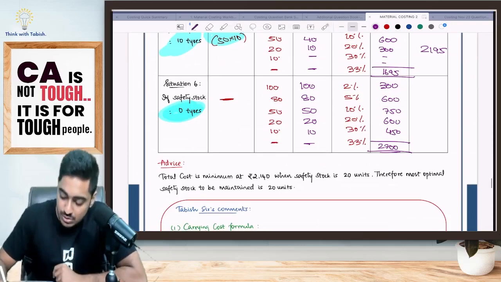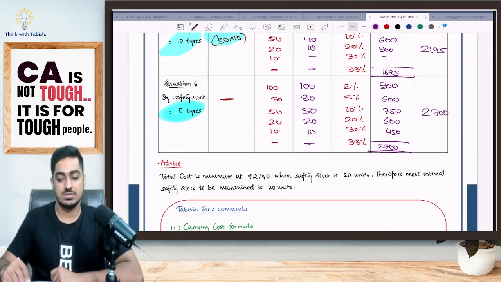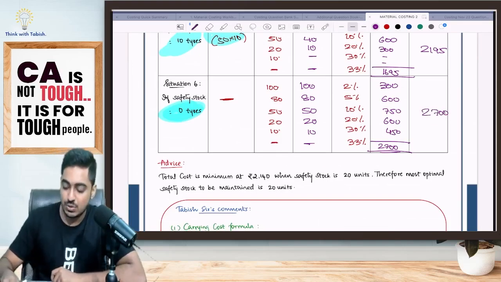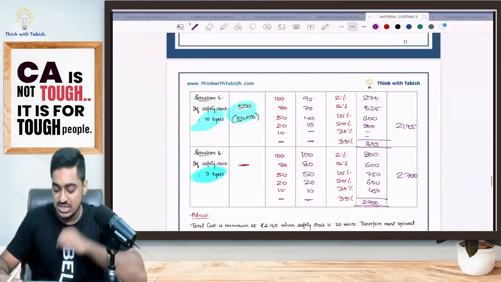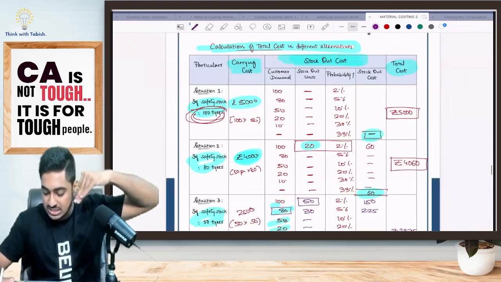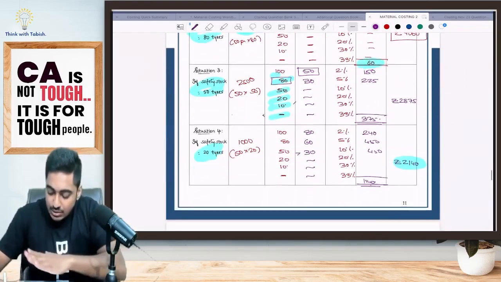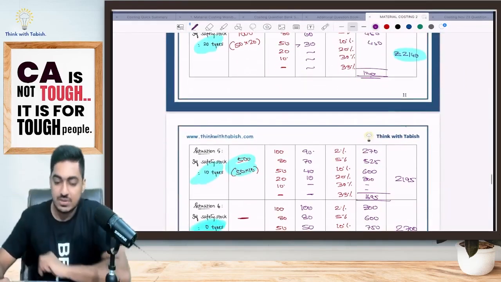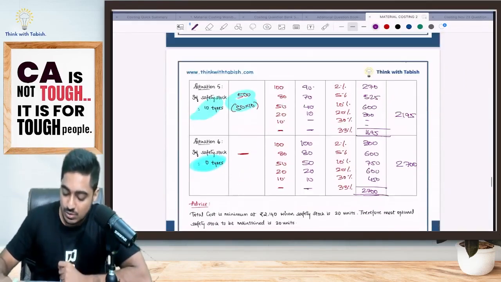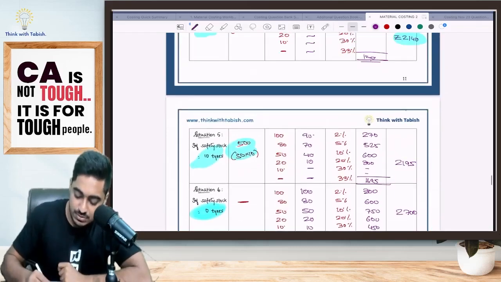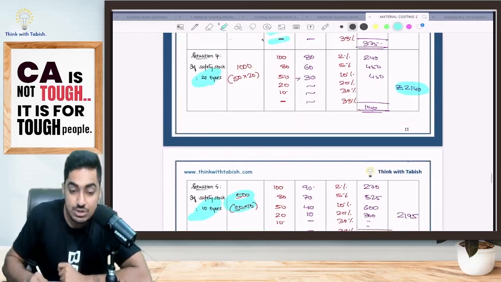Carrying cost is not there. Total cost is 2700 rupees. Yes or no, everyone? So look at how my total cost is there. From 5000 it came down to 4060, 2875, 2140. Here it is a minimum. Then it goes up again to 2195, 2700. Tell me where my total cost is minimum. In situation 4. That is when I'm having a safety stock of 20 tires.